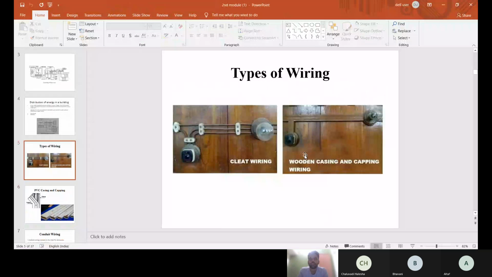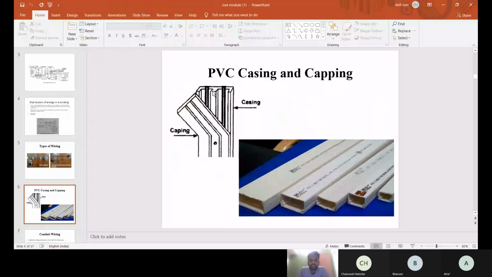Casing means it holds our wires. Capping means it closes the electrical wires. Different types of casing and capping are there. The figure below shows the wooden one. If PVC is used, then it is PVC casing and capping. See here, we can see PVC casing and capping.